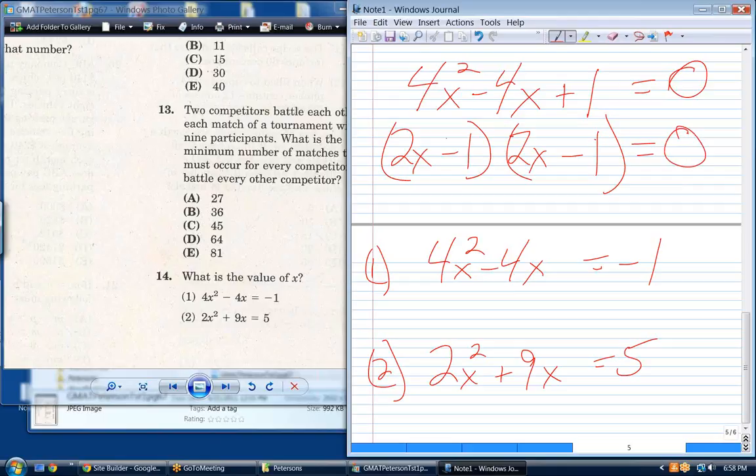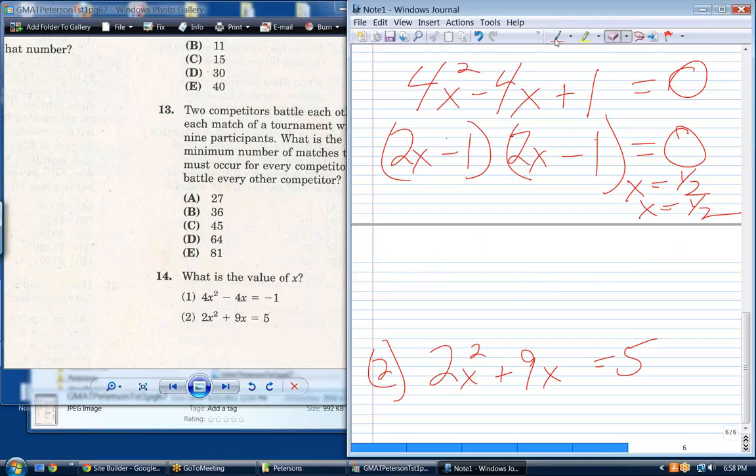Yes. Both of these yield the same value: x equals 1/2, or x equals 1/2. So this quadratic alone is enough to answer the value of x. Now let's check the other one out. And right off the get-go, we know that there is no way that it can yield the same kind of answer.